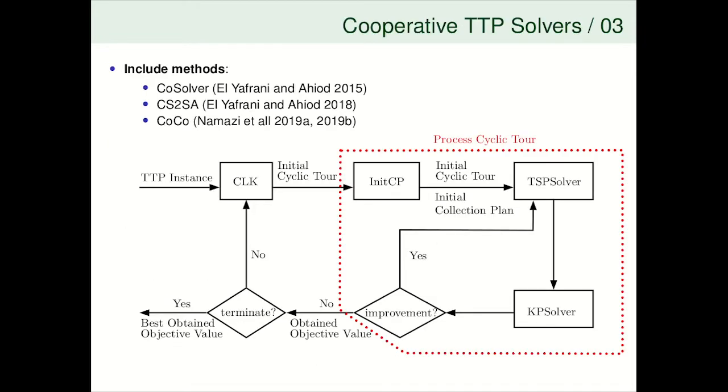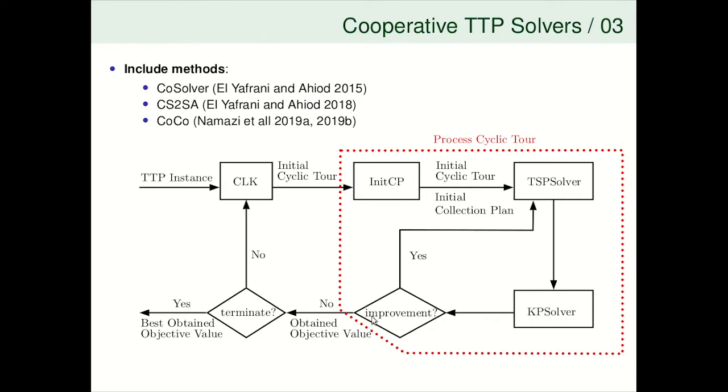Cooperative TTP solvers include methods such as CoSolver, CS2SA, and COCO, which stands for Cooperative Coordination Solver. In these methods, whenever a TTP instance is given, initially a heuristic called chained Lin-Kernighan heuristic is used to generate an initial cyclic tour. Then the generated tour is processed by generating an initial collection plan. Then TSP solver and KP solver functions are called in an interleaved form to improve the generated solution and solve the TSP and KP components of the given problem.